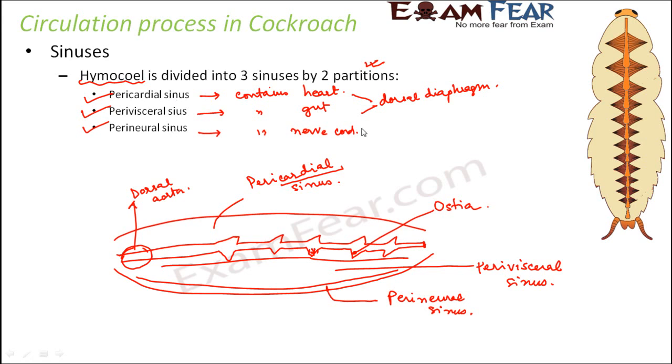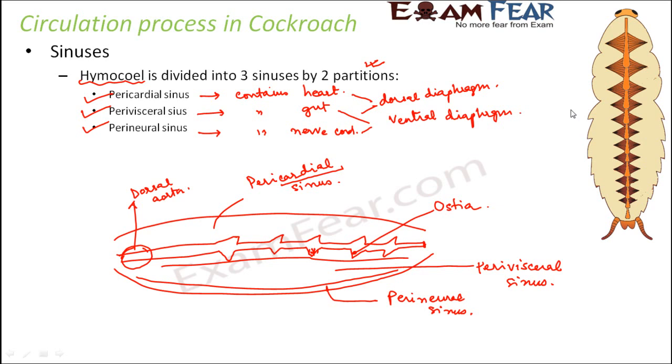How are the perivisceral and perineural sinus separated from each other? They are separated by the ventral diaphragm. Now you understand why I considered the sideways picture. If you look at it from the side, towards the dorsal side is present the pericardial sinus, then next is perivisceral, and then towards the ventral side is present the perineural sinus. So these are the 3 parts of the hemocoel which consists of blood.